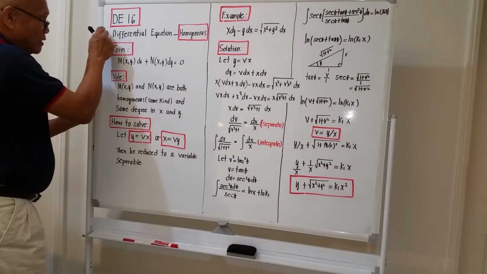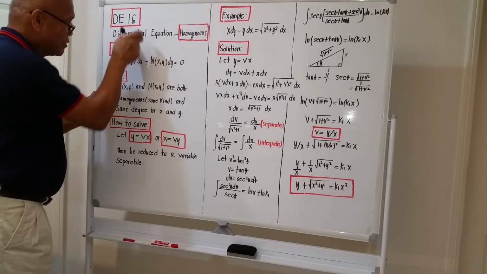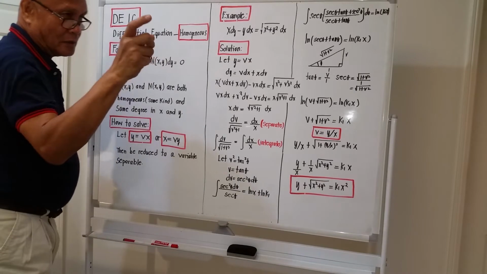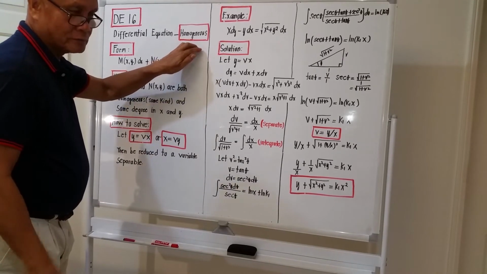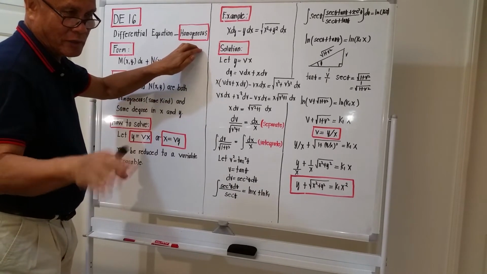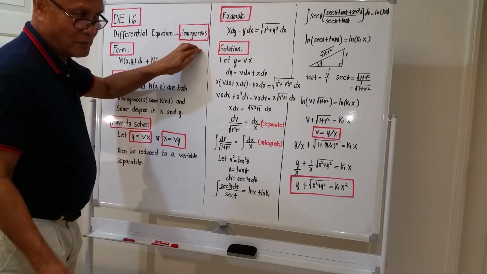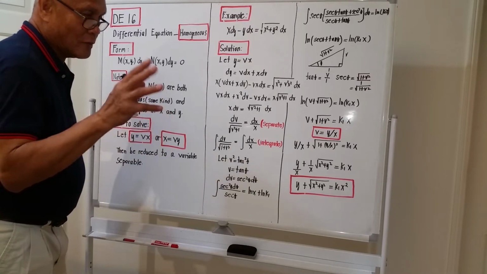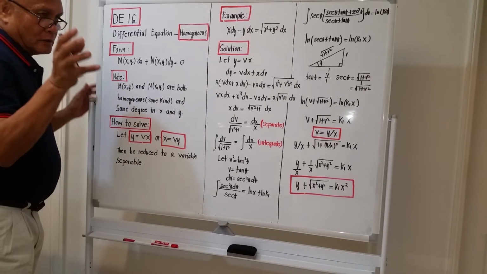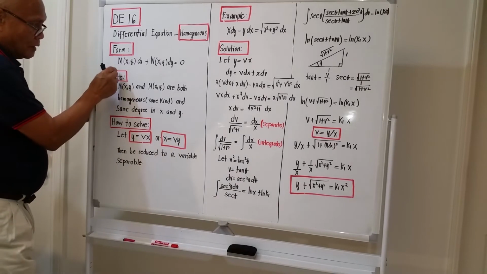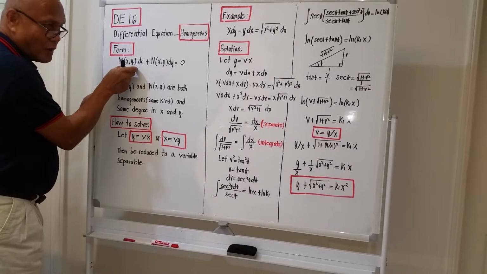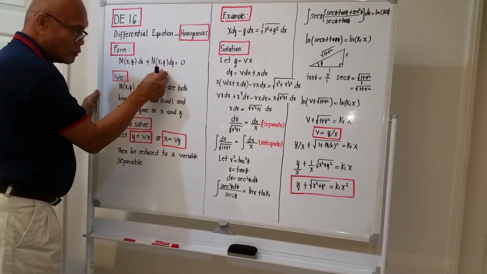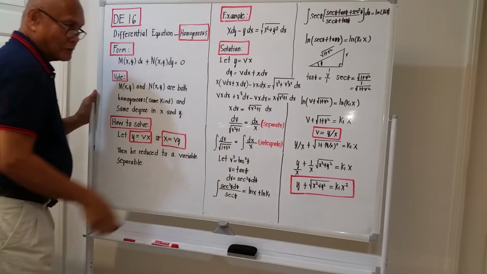This is now DE 16, lesson number 16, under differential equation. The subtopic is homogeneous. The kind of differential equation is homogeneous. It's different from the variable separable. Okay, let's try to bring out the form of a homogeneous differential equation. The form is something like this: M as a function of x and y times dx plus N as a function of x and y times dy equal to 0.